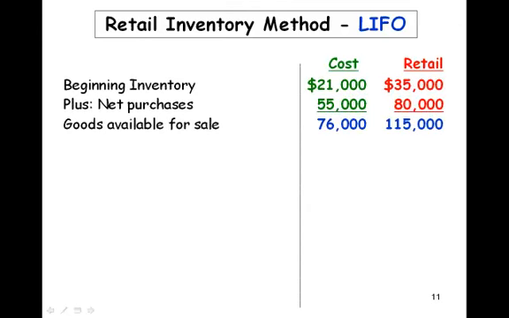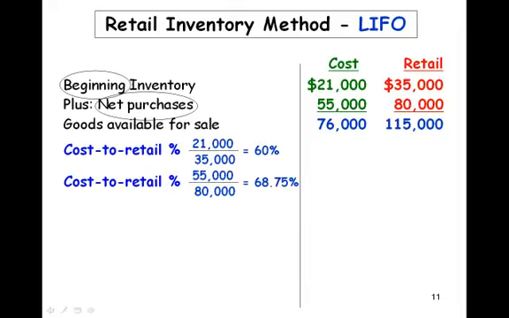The next example is the retail inventory method using LIFO. We'll use the same facts. With LIFO, the beginning layer of inventory might be very old and a much lower cost than current purchases. As a result, if we combined both layers as we did with the earlier example using weighted average, it would distort the cost to retail percent and definitely not approximate LIFO. Therefore, we compute two separate cost to retail percents.